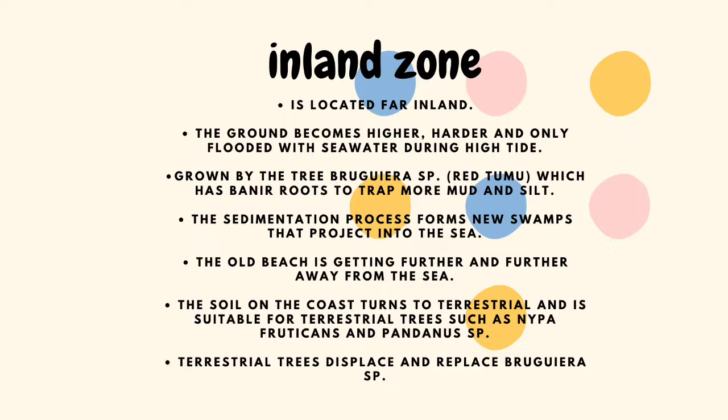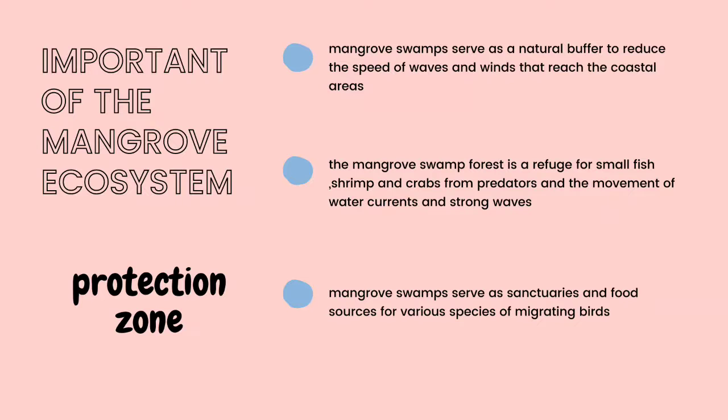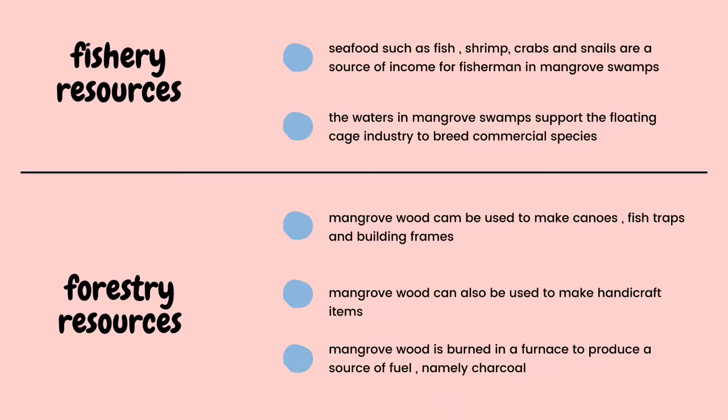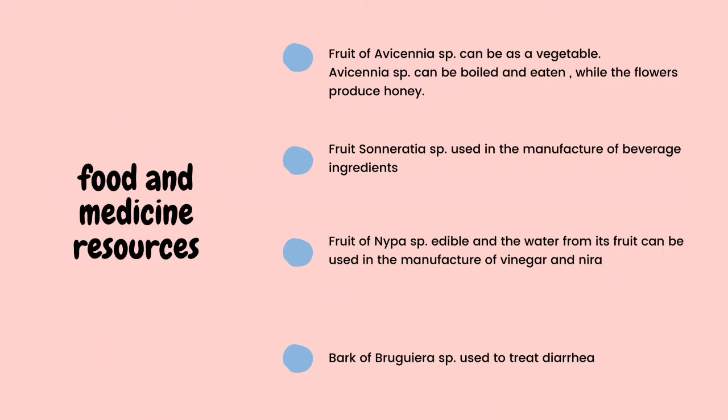Lastly, inland zone. Inland zone is located far inland. The ground becomes higher, harder and only flooded with seawater during high tide. The sedimentation process forms new swamps that project into the sea. The old beach is getting further and further away from the sea. The importance of the mangrove ecosystem: protection zone, fishery resources, forestry resources, and food and medicine resources.